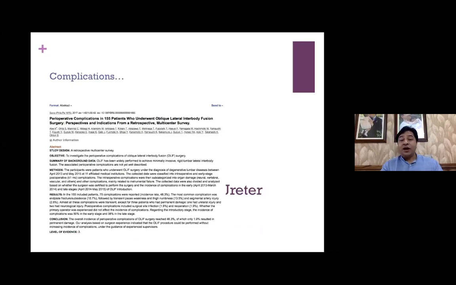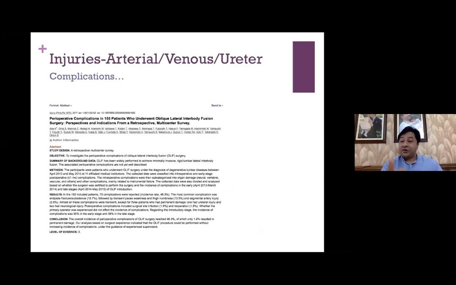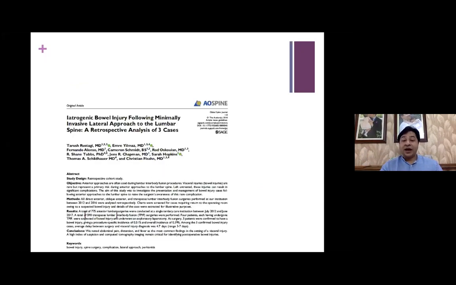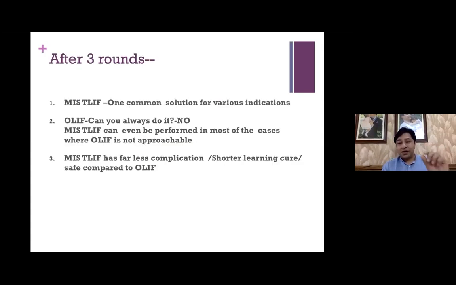But look at OLIF. It can have arterial complications. It can have injury to veins, some of the notorious veins, like the iliolumbar vein. You can damage a ureter. You can have a bowel injury because you are going through a retroperitoneal approach. So these are not small things. These all have to be kept in mind before you attempt an OLIF. While MIS TLIF is like your bread and butter, you can do it anytime, just a graduation from open TLIF to a minimally invasive approach.